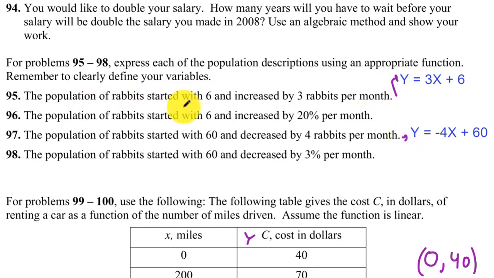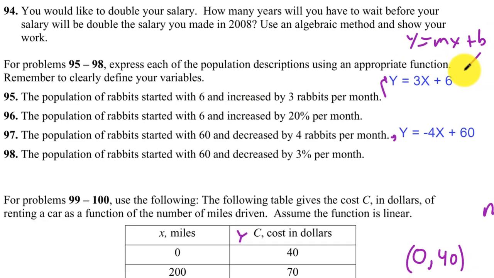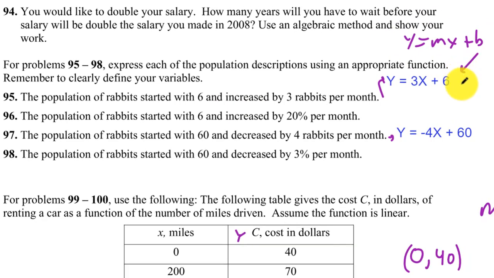So 95, we started with 6 rabbits, right? So my b in y equals mx plus b, my b is the 6 rabbits that we start with, and it increases by 3, right? So that's why I have a plus 3 here. The slope is 3, all right? But for 97, it's decreasing. So you'll notice my slope is negative, and we started with 60 rabbits, so my b is now 60. All right, so that's 95 and 97.